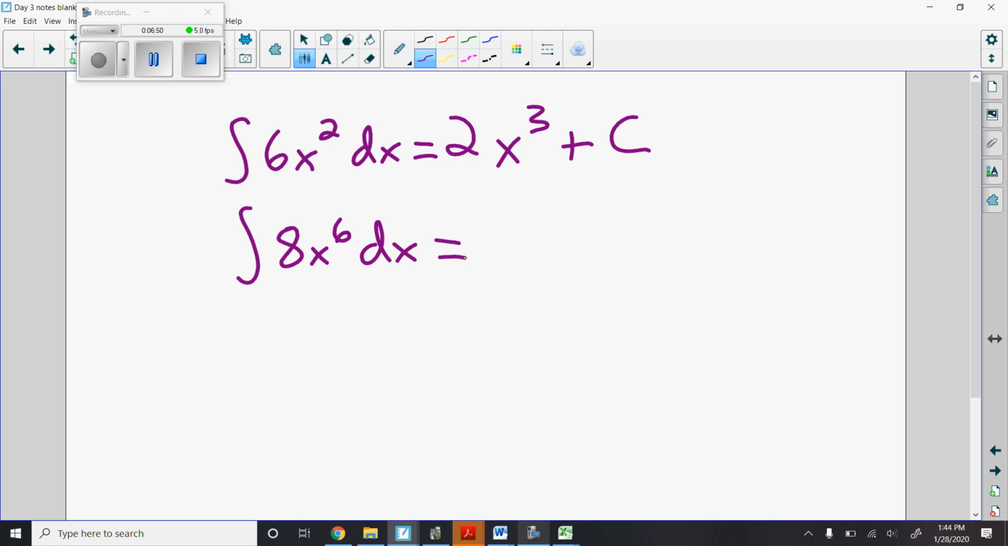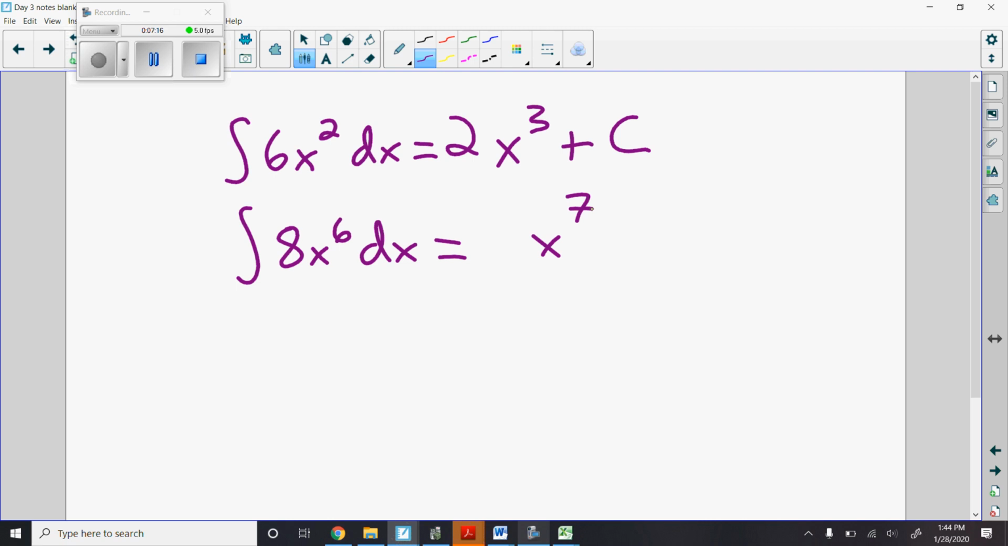Okay. Well, again, I'm doing an antiderivative. So my power should be increasing by 1. So I know it's going to be x to the 7th. But I think, what coefficient should I have? So when I multiply by 7, I get 8. Ugh. It's not an integer, right?